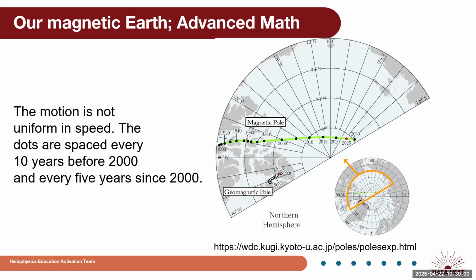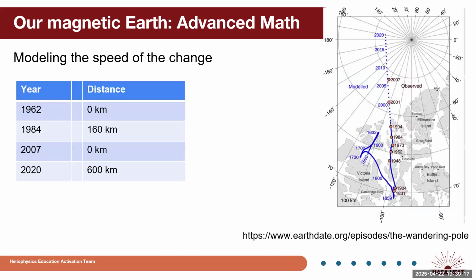So here's a kind of a fixed map that gives you a sense. The dots are spaced every 10 years up until 2000, and then every 5 years after that, because the rate of change of the position has been so quick. What we're now going to do is estimate how fast the magnetic pole is moving geographically. And to do this, we're going to look at two segments of this motion, one between 1962 and 1984. And we're going to use 1962 as the reference year at 0 kilometers.